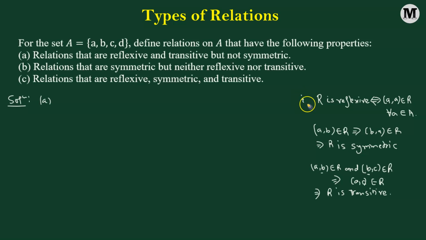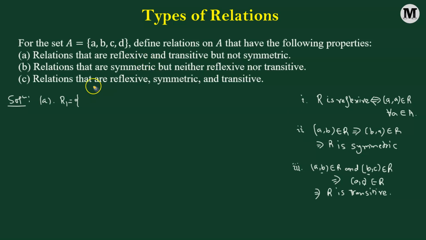So here we have defined three definitions: when R is going to be reflexive, when it is symmetric, and when it is transitive. Using these three definitions as a check, we'll try to define relations that are reflexive and transitive but not symmetric. Let's say we denote the first relation by R1.